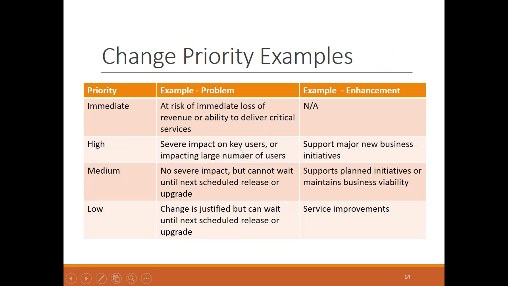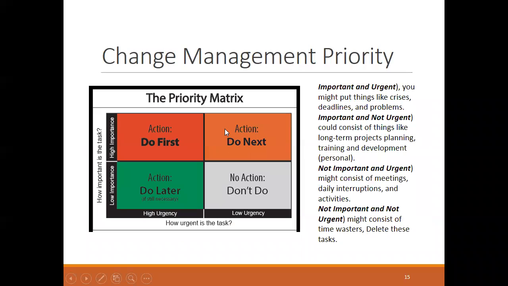Large numbers of users are affected badly by this, then that's a high priority. Medium priority, not too bad, and maybe not too many people. But still, the impact, we can't wait until the next upgrade. But with low priority, we will. With immediate, well, as it says, we got to fix that right now. Now, this priority matrix goes with that.